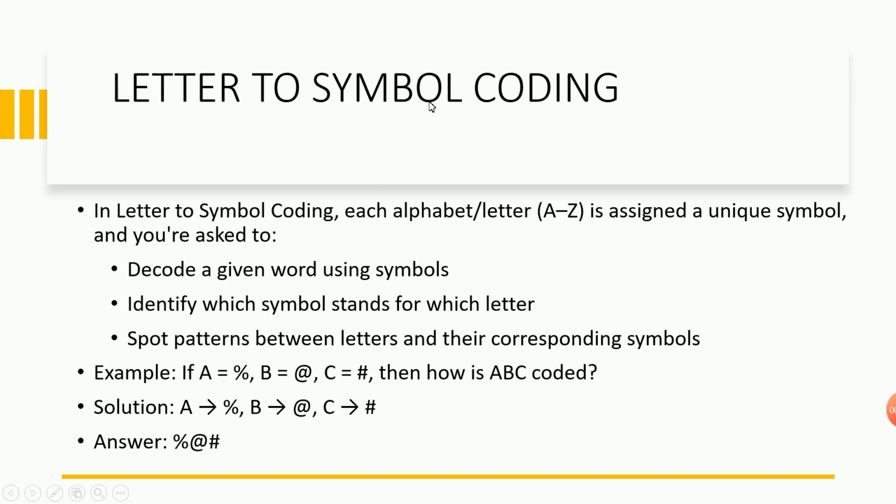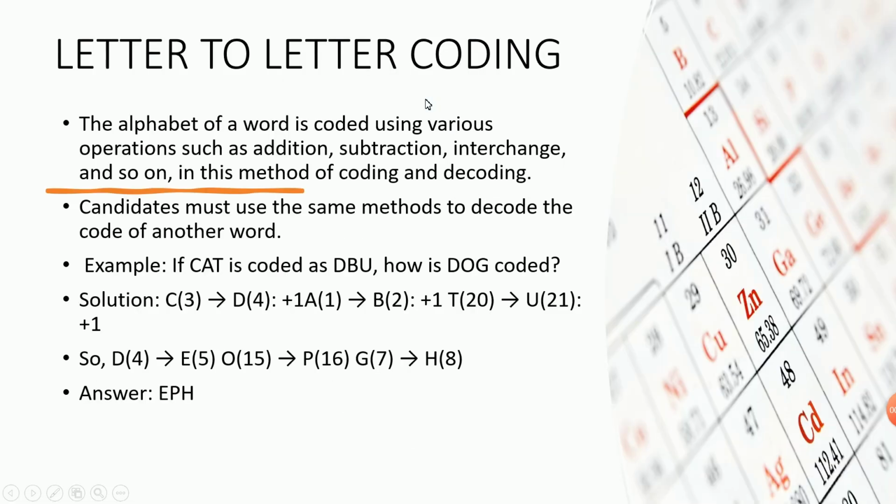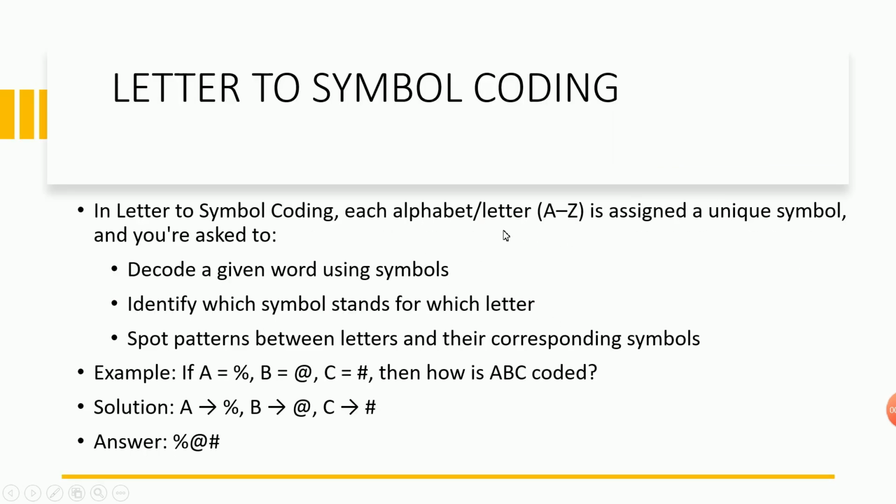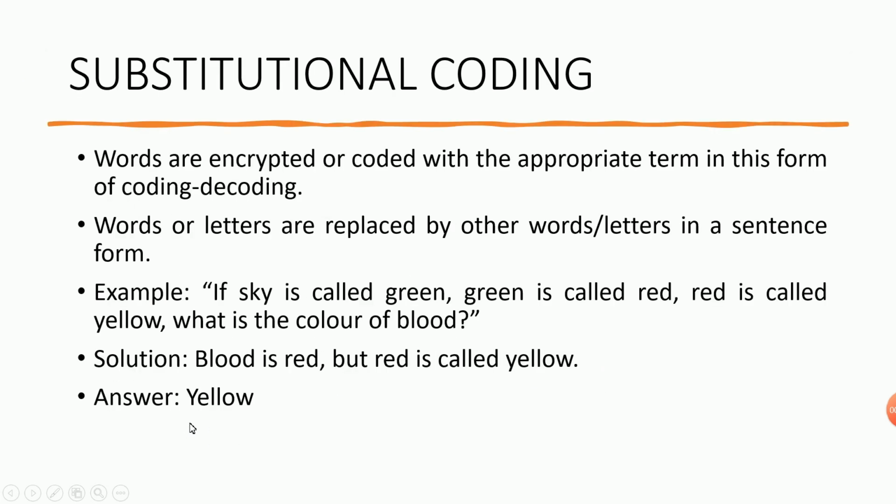Instead of the previous two, which would be very easy, like you are alternating a letter or you are alternating a number, here instead of that, you are assigning certain symbols to a particular letter so that the letter should be coded as such. Here, A is given as percentage, B is at, and C is hash. So what is ABC coded? So likewise, the answer is coming here.